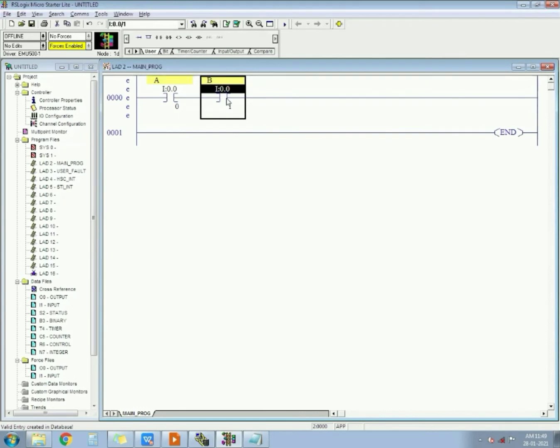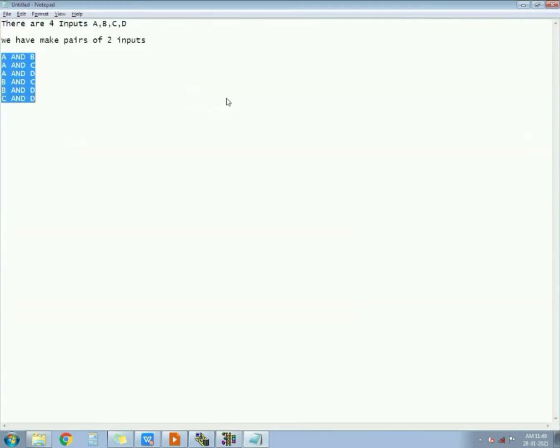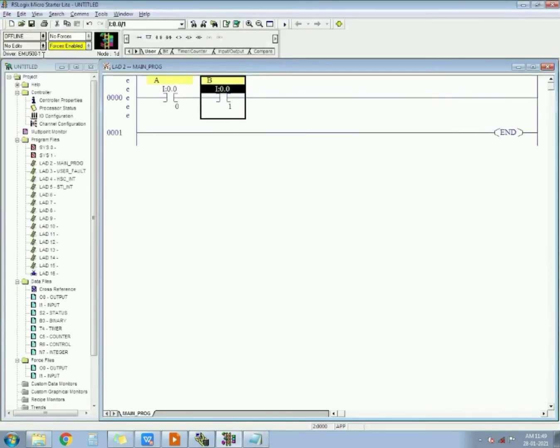So A and B, and the next combination is A and C. I will include OR, either this combination or this combination or this combination: A and D, or B and C, or B and D, or C and D. So these are the 6 combinations. I have made one, A and B. I have to make OR, which means in parallel. I have to make another combination in parallel. So I will take a parallel.